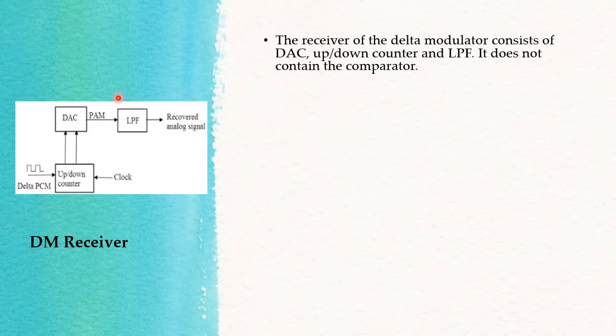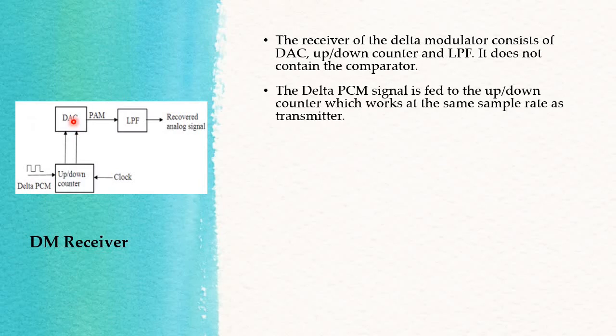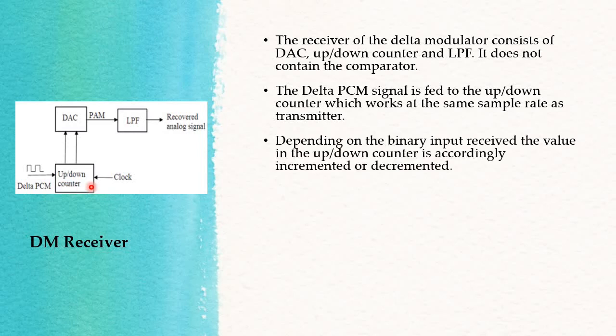So here the receiver of a delta modulator consists of a DAC, an up down counter and a low pass filter. It does not contain the comparator. The delta PCM signal is fed to the up down counter here, which works at the same sample rate as the transmitter. Now depending on the binary input received, the value of the up-down counter is accordingly incremented or decremented.